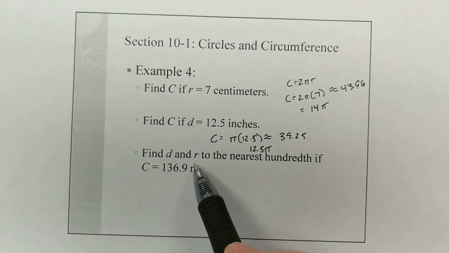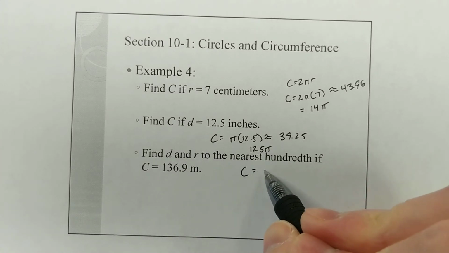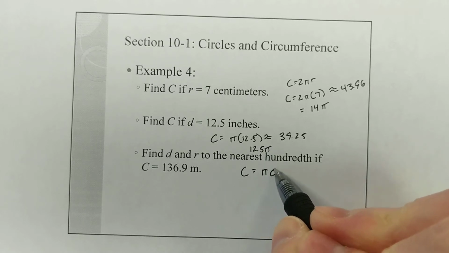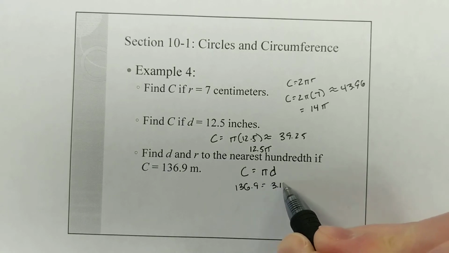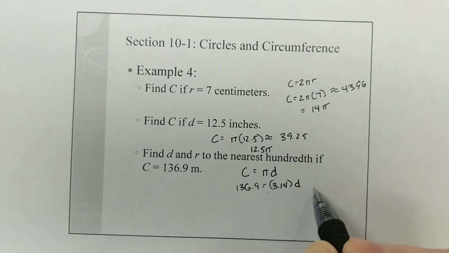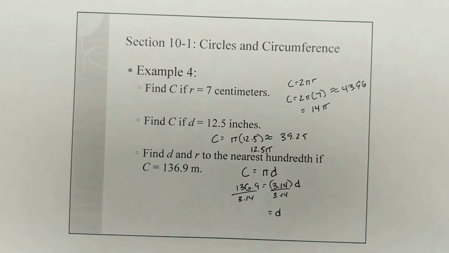So here, find the diameter and the radius to the nearest hundredth if the circumference is 136.9. So I'm going to use the 2 pi r. Actually, I'm going to use pi d. So pi times the diameter. So 136.9 is equal to 3.14 times the diameter. So divide both sides by the 3.14. So the diameter of that circle, 136.9 divided by 3.14, is, and it says nearest hundredth, so that's 2 decimal places, 43.60. The radius then is going to be half that number, 43.6 divided by 2 is 21.8 meters. Put my units on there.